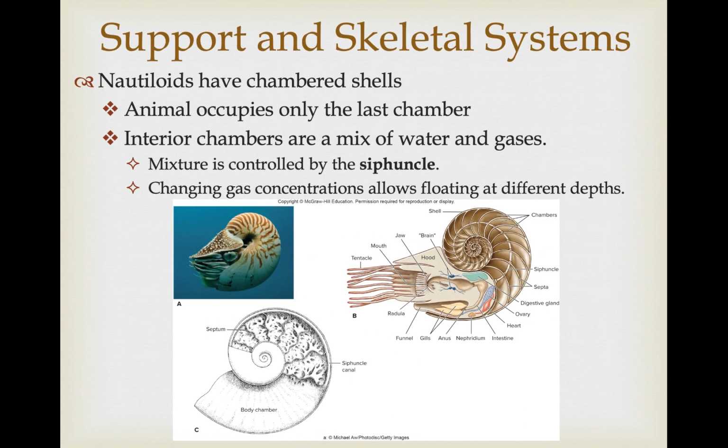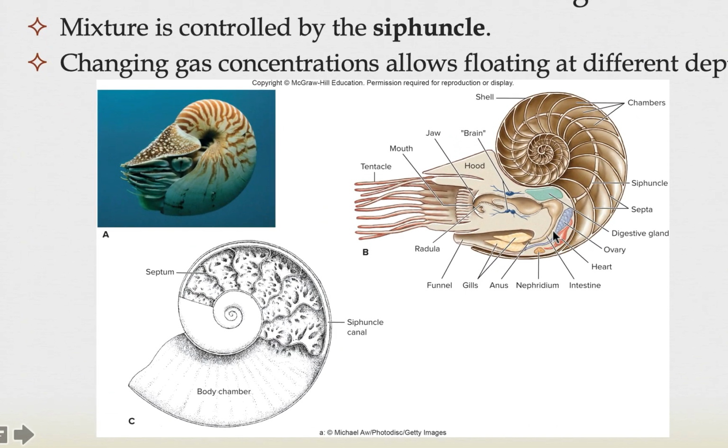The nautiloids have chambered shells, and the animals actually only live in the outermost chamber. As they grow, they create new chambers, and the body is moved just to that outer chamber. These interior chambers are a mix of water and gases, and this mixture is actually controlled by a straw-like structure that runs between them, which is called the siphuncle. The siphuncle is an adaptation and a synapomorphy for the cephalopods.